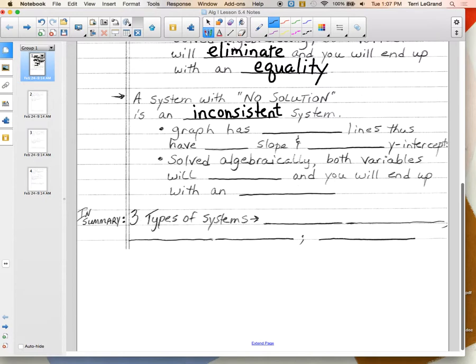Okay? So the graph has what's going to happen when there's no solution? What kind of lines? Parallel. We already identified that a little bit ago. Parallel lines. If you have parallel lines, they are never going to meet. They're never going to share a point in common, so there's going to be no solution. Well, what's true about parallel lines? What's true about their slopes? They're the same. Same slope. And what's true about their y-intercepts? Different y-intercepts.